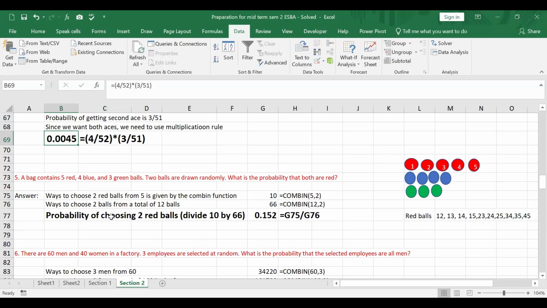The bag contains 5 red, 4 blue, and 3 green balls. 2 balls are drawn randomly. What is the probability that both are red?